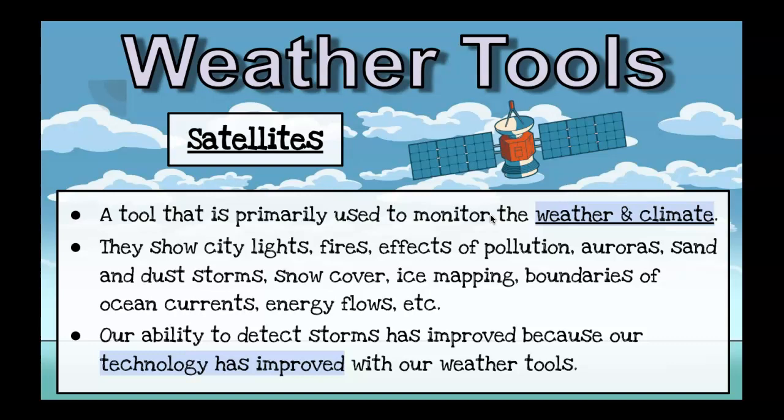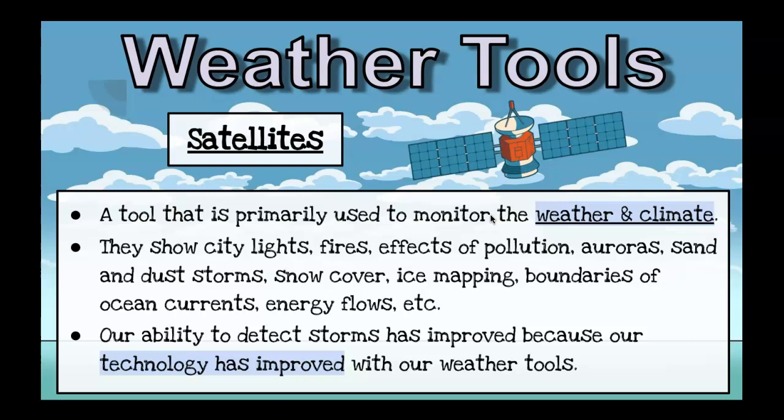So next, let's talk about satellites. A satellite is a tool that is primarily used to monitor the weather and the climate. So instead of just focusing on what's happening at this specific time and place, satellites are also useful in collecting data to determine an area's climate. So climate is over a much longer period than weather is.